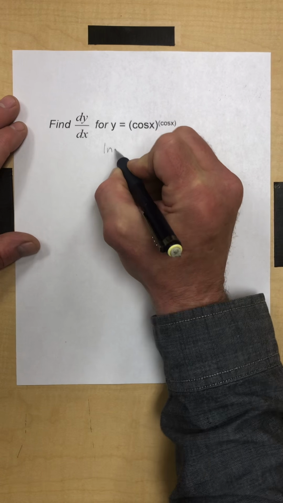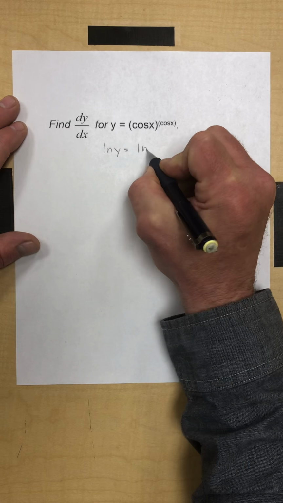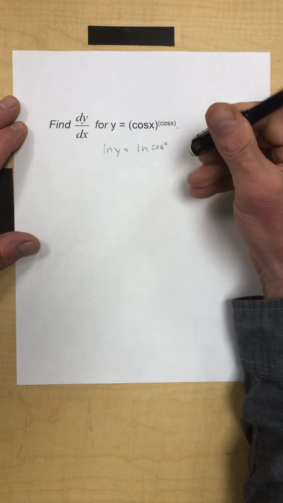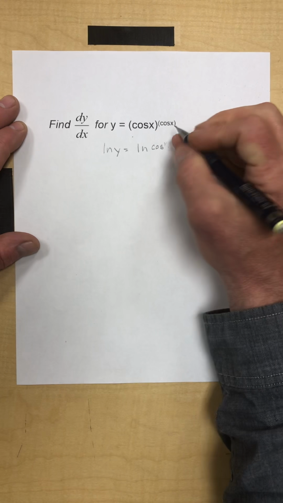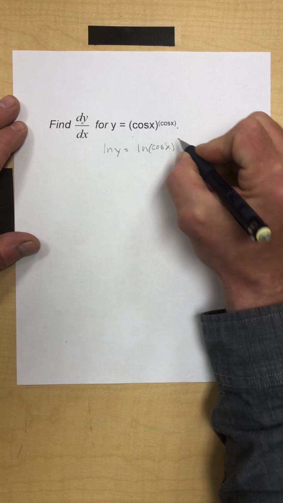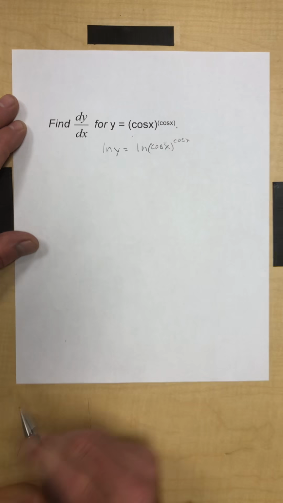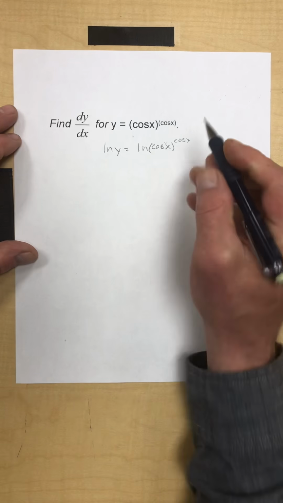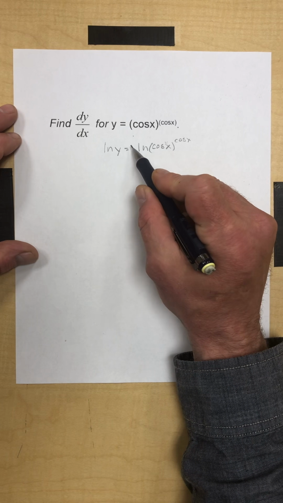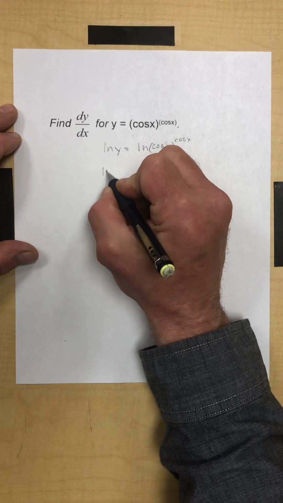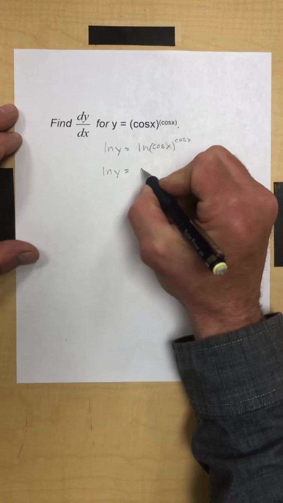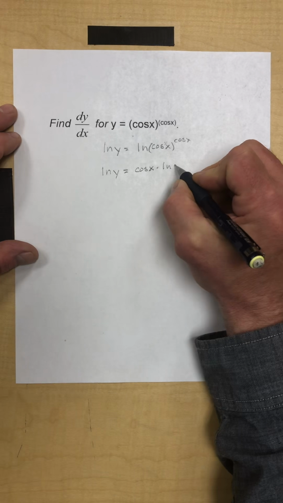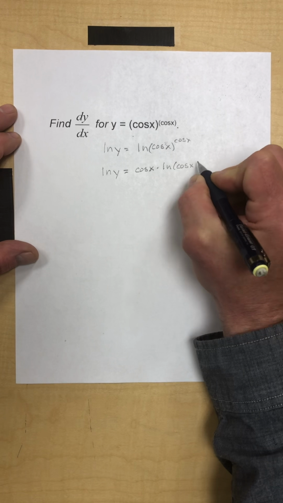Okay, so we have the natural log of y equals the natural log of the cosine of x to the power of the cosine of x. That doesn't look good right there. And then, of course, I can apply my power rule for logarithms and take this exponent and move it out front as a coefficient. So we get the natural log of y equals cosine of x times the natural log of the cosine of x.